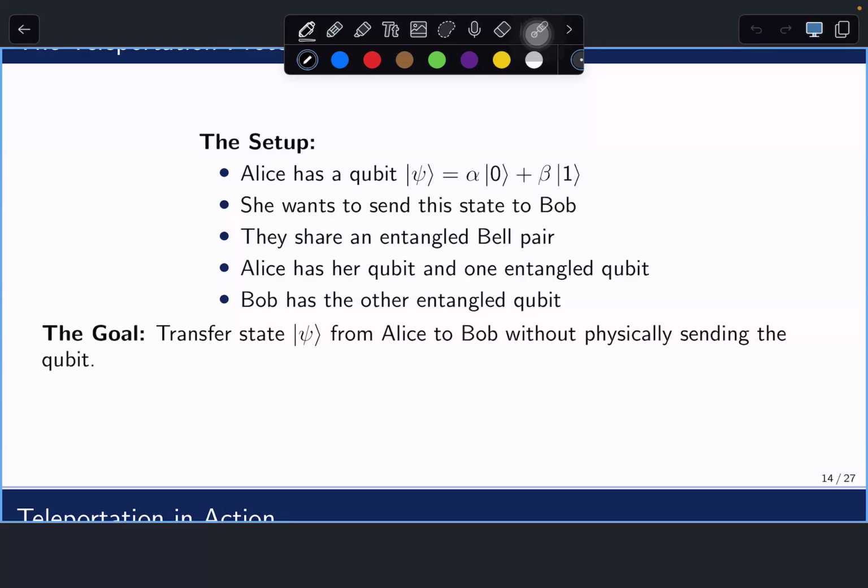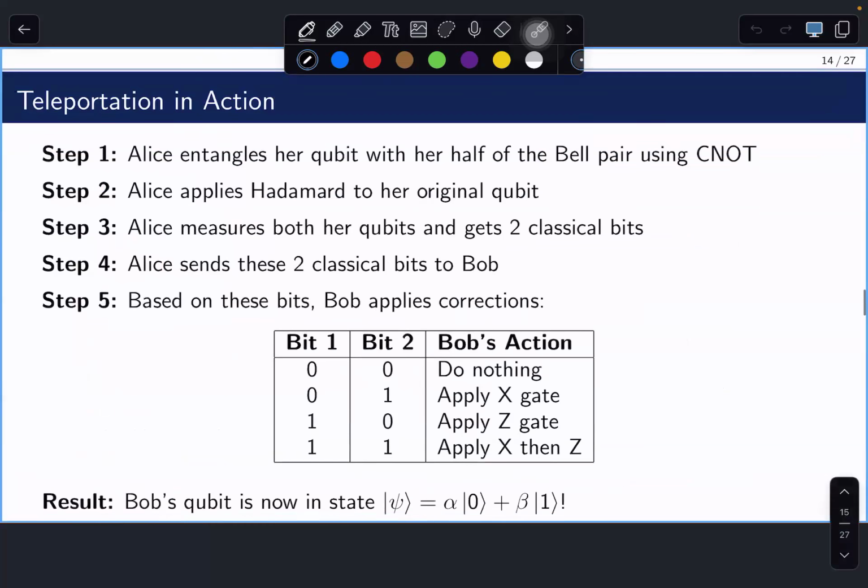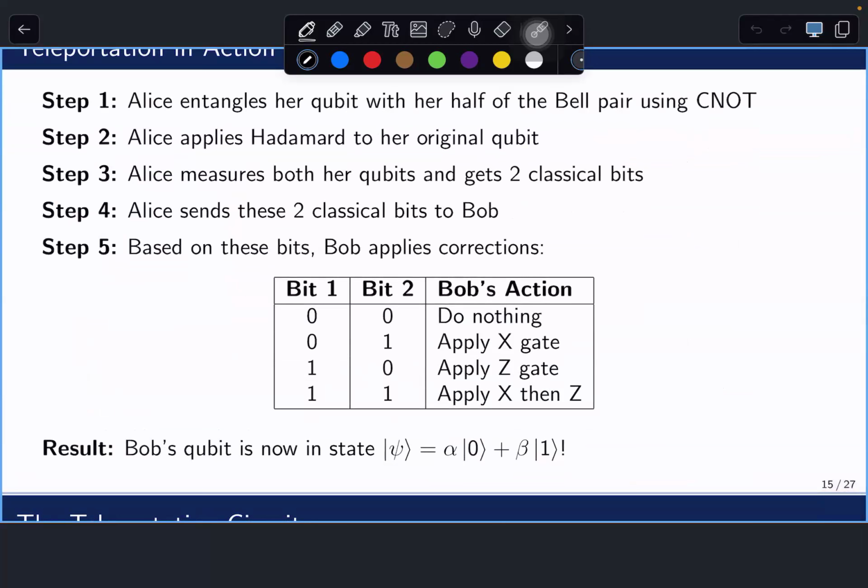We also mentioned that this protocol is enabled by entanglement, that's for sure. Alice has one qubit, which is her general qubit. The second qubit she has is one of the entangled qubits, so it's just one of two. And Bob has the one remaining entangled qubit. So in total, we have three qubits in this protocol. And here we show the exact steps. First, we create an entanglement of that general qubit with the entangled qubit.